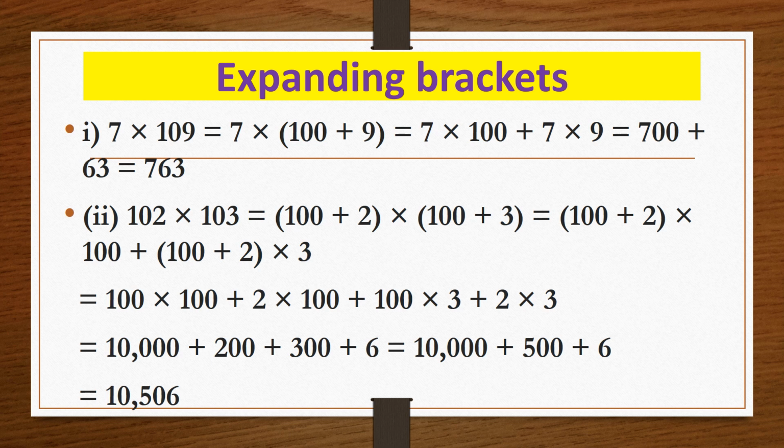100 into 100 plus 2 into 100 plus 100 into 3 plus 2 into 3. So 100 into 100 is 10,000 plus 200 plus 300 plus 6. So your answer is 10,506.